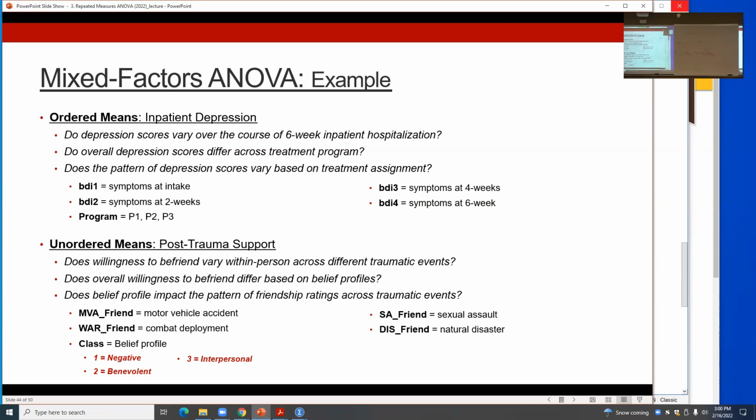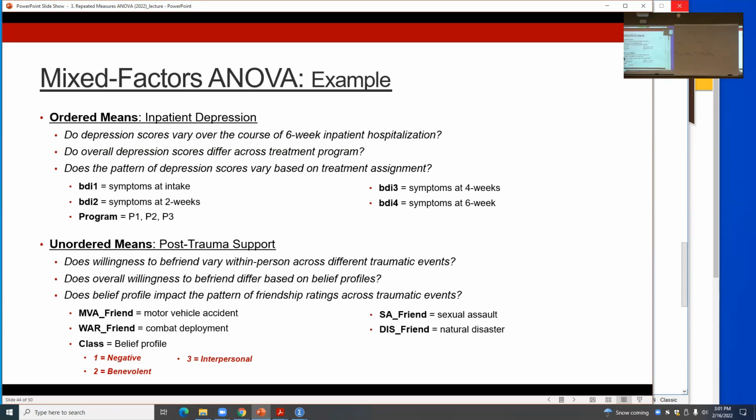Well, and see, this is where it gets tricky, right? I'm saying, does willingness to befriend vary within person across different traumatic events? What's my repeated measure here? Yeah, it's the vignette, right? Their response across this. So this is my main effect of, what's that? Within. Yep, within. This is the main effect of my repeated measure right here, right? Collapsing, ignoring people's beliefs, do we see that people respond to different vignettes differently across repeated assessments?